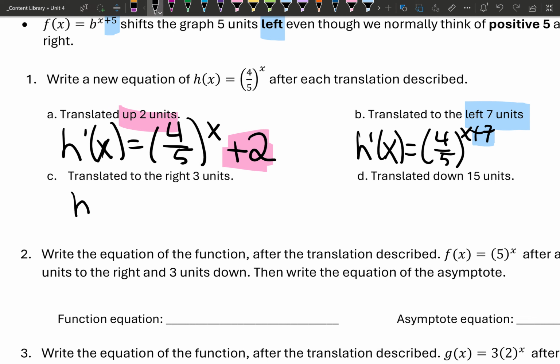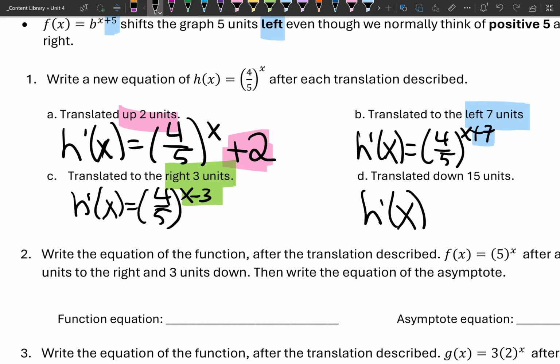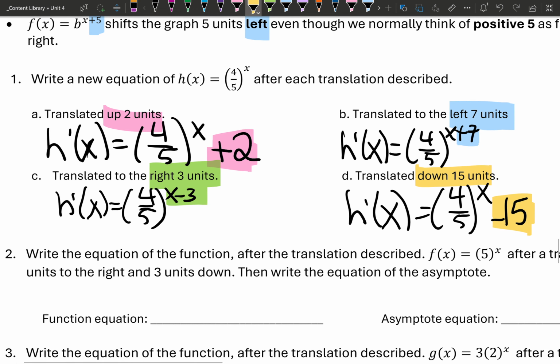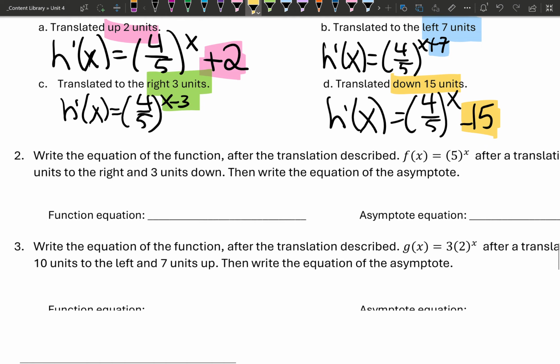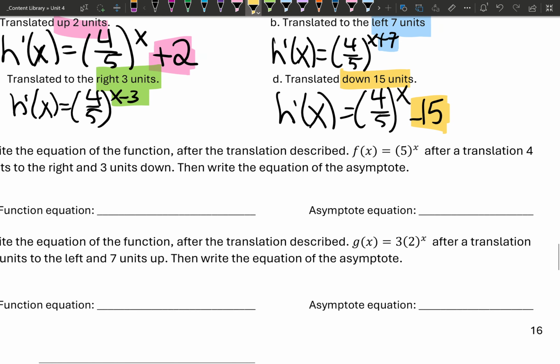Next, let's translate it to the right. So h prime of x would be 4/5 to the power of x. When we shift right, we are going to be subtracting from the exponent. And lastly, let's move it down 15, and that's where we're going to be subtracting outside of the function. Down 15. Awesome.